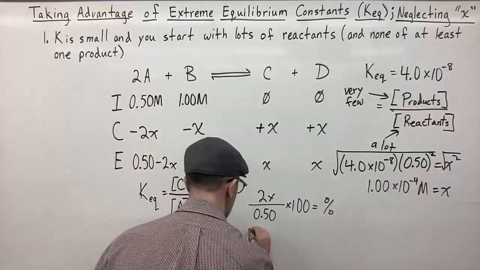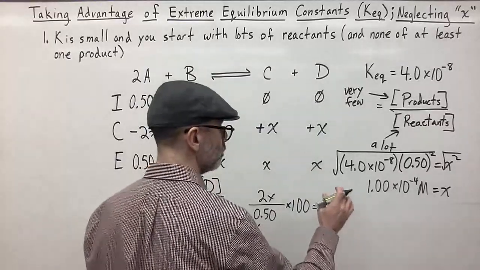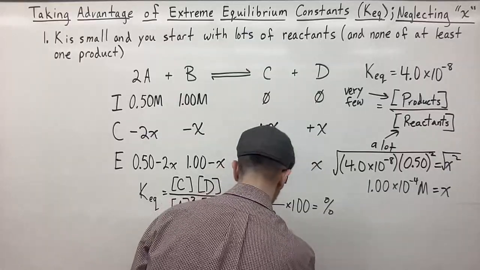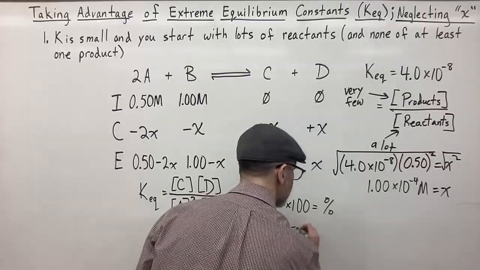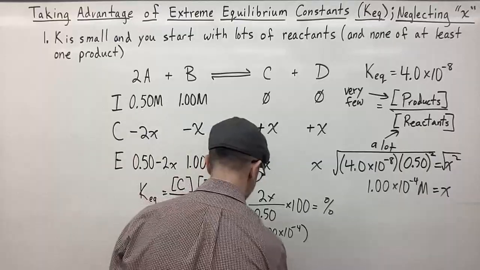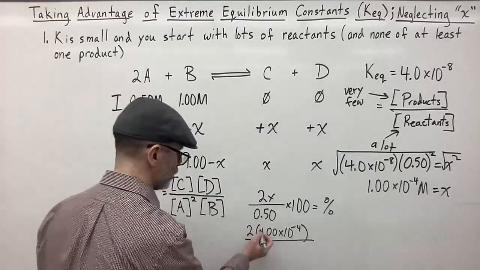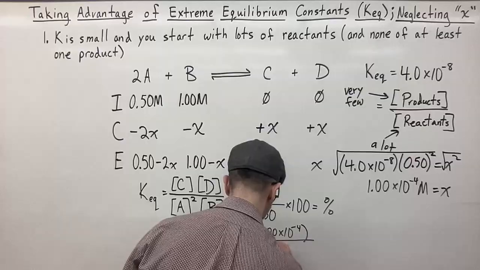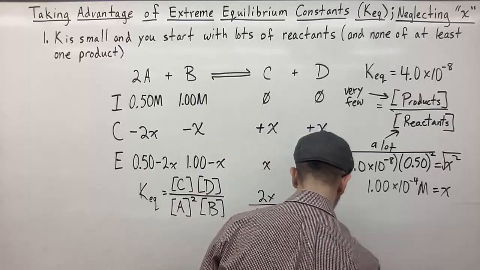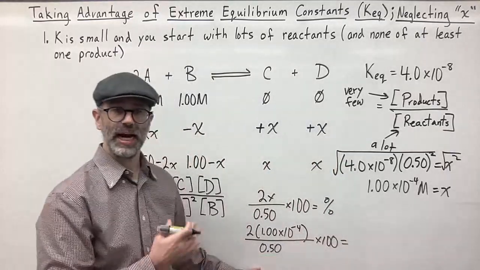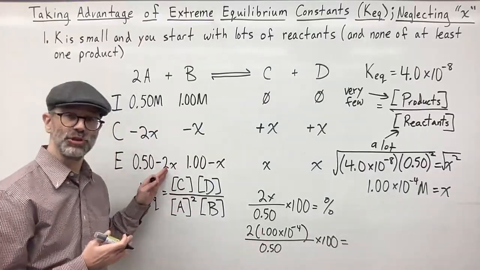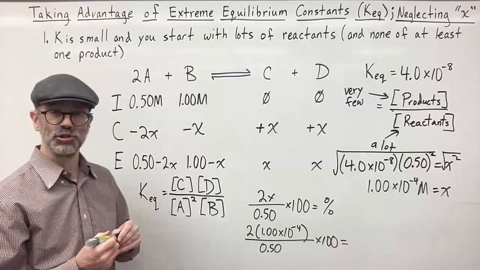So we take 2 times 1.00 times 10 to the negative 4, and we divide that by the original amount, which is 0.50, and then multiply that by 100. That's going to give us our percent error that would be due to making the assumption that this is too small, or negligible, to really count for anything.